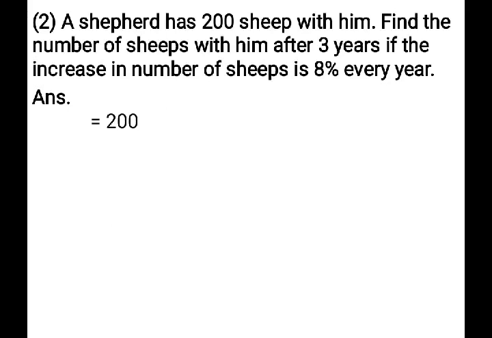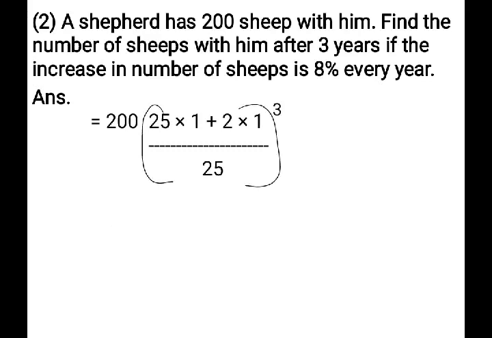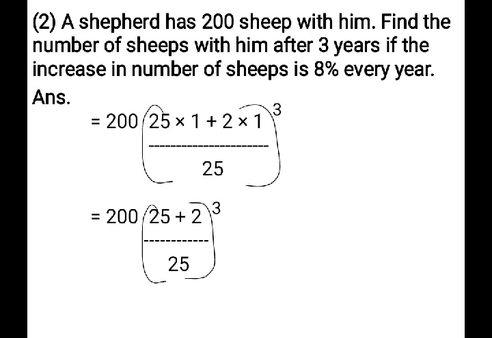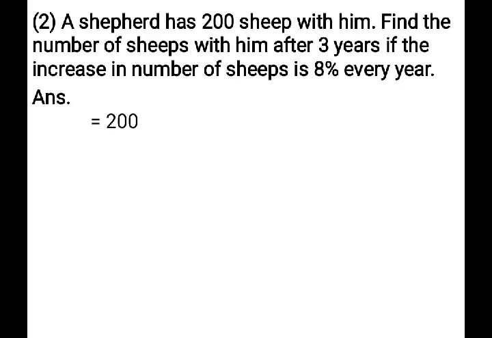That is equal to 200 in bracket 25 into 1 plus 2 into 1 upon 25 raised to 3. Next step, now you have to multiply on numerator in bracket. That is equal to 200 in bracket, 25 ones are 25 plus 2 ones are 2 upon 25 raised to 3. Add on numerator in bracket for next step. That is equal to 200 in bracket 25 plus 2 is how much? 27 upon 25 raised to 3.